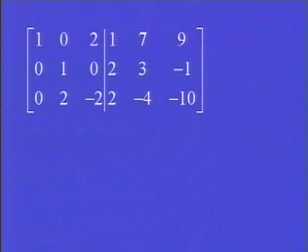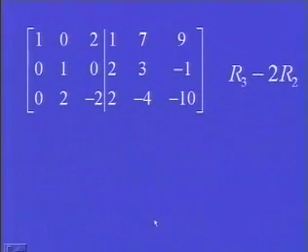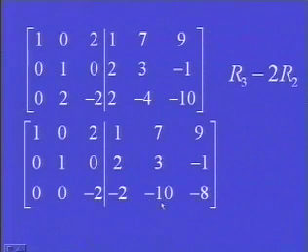Okay, next, in the third row, I have a 2 where I need to have a 0. If we do row 3 minus 2 row 2, that'll fix that too.